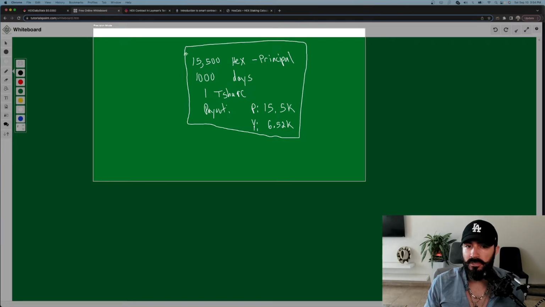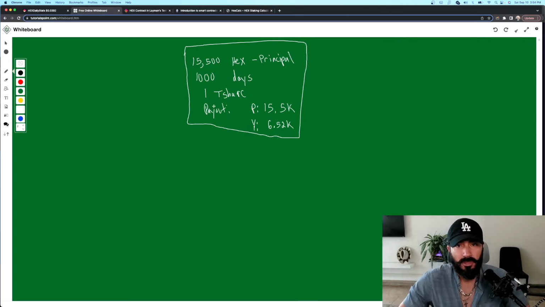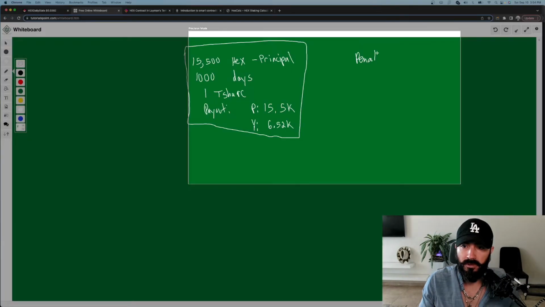This is the situation if you let the stake mature. You commit 1,000 days and you serve 1,000 days, right? But right now we're trying to come up with a penalty, which means that you didn't serve the 1,000 days that you promised yourself. Remember, the formula is principal plus payout minus penalty.